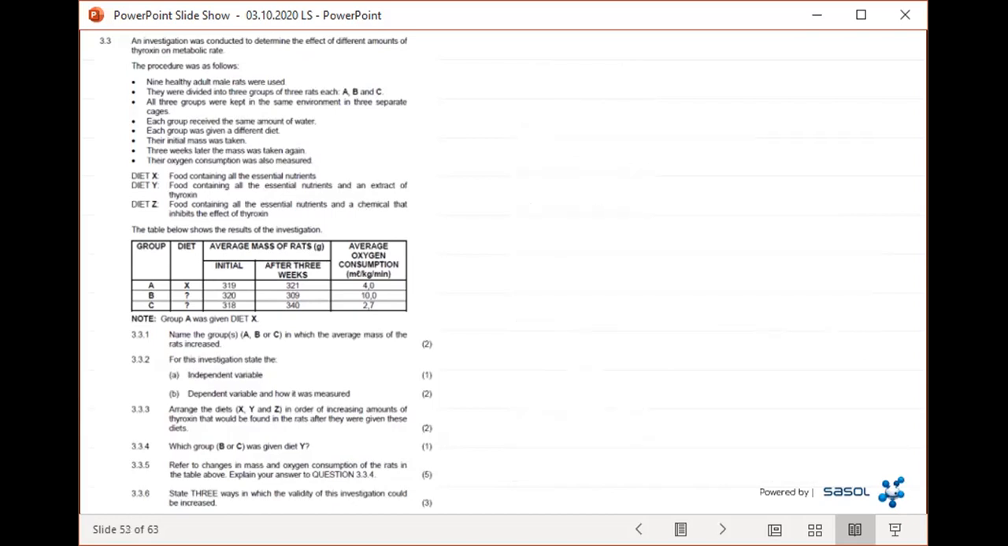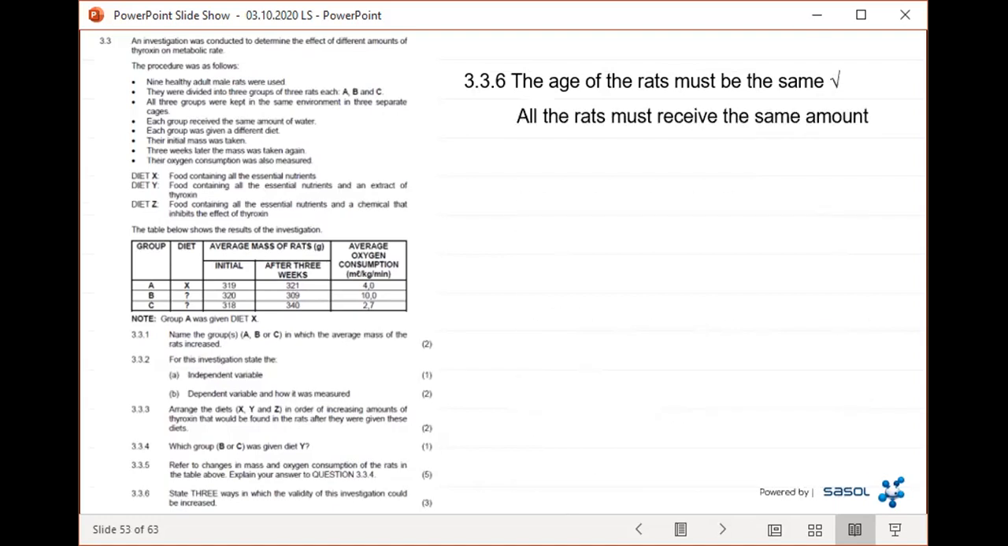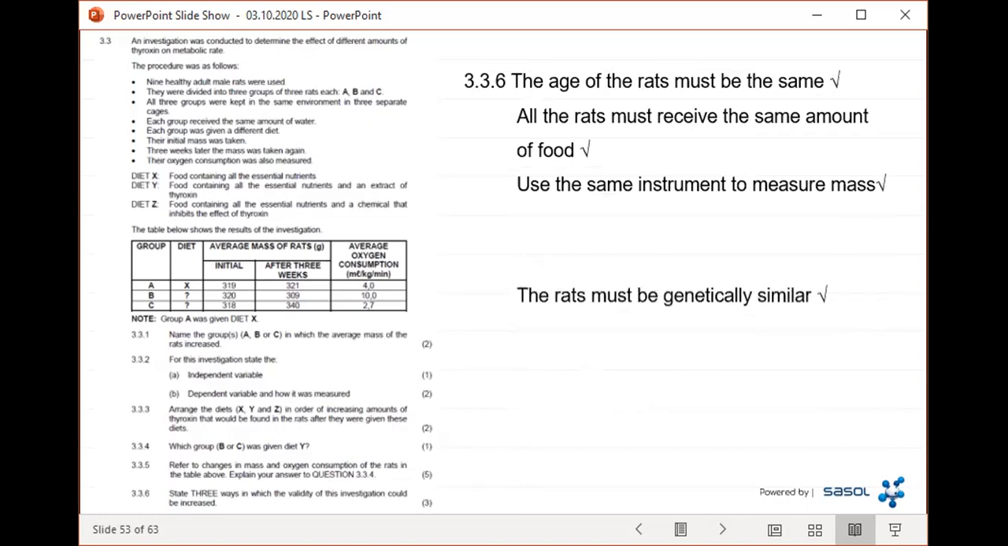Then question 3.3.6: state 3 ways in which the validity of this investigation could be increased. So the age of the rats must be the same because obviously age contributes to metabolism. And then all the rats must receive the same amount of food. Then use the same instrument to measure the mass of the rats.